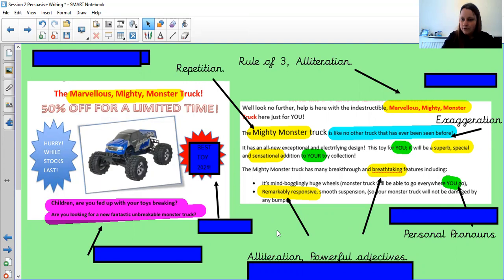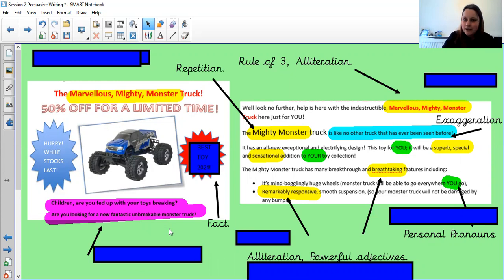Best toy of 2021. What's that an example of? It's a fact. Is it true? Is that the best toy of 2021? I'm not sure. It depends who you're asking, doesn't it? Some people might think it is. Other people might think something else is better, but they're making it out to be a fact that it is the best toy of 2021. So that's a persuasive feature as well. Okay, let's have a look at this one.